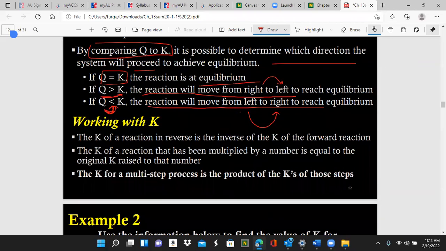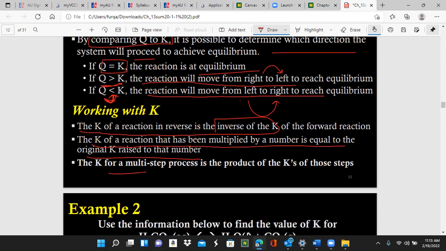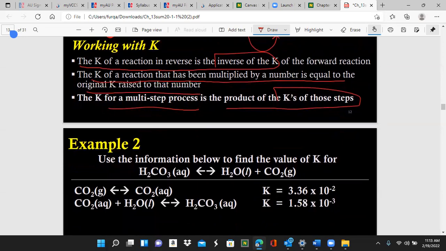Working with the K, yeah, this is important. If you are trying to do the relationship of K: the K of a reaction in reverse is going to be the inverse of the K of the forward reaction. The K of a reaction that has been multiplied by a number is equal to the original K raised to that number. And K for a multi-step process is the product of the Ks of those steps. You have to add those steps, but you have to multiply the K values.